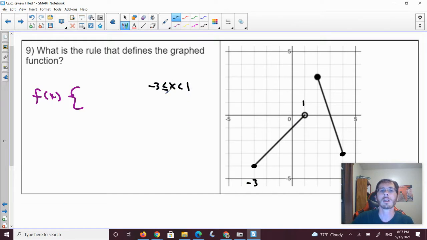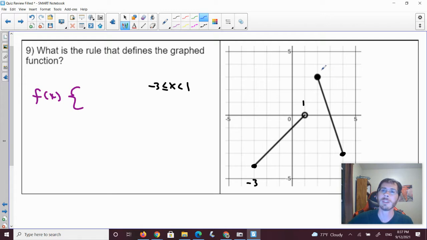Closed dot, little line underneath the less than sign. Open dot, no little equal sign. Again, kind of like Algebra 1 where we did the graphing with the inequalities. Then I have to do the second one.